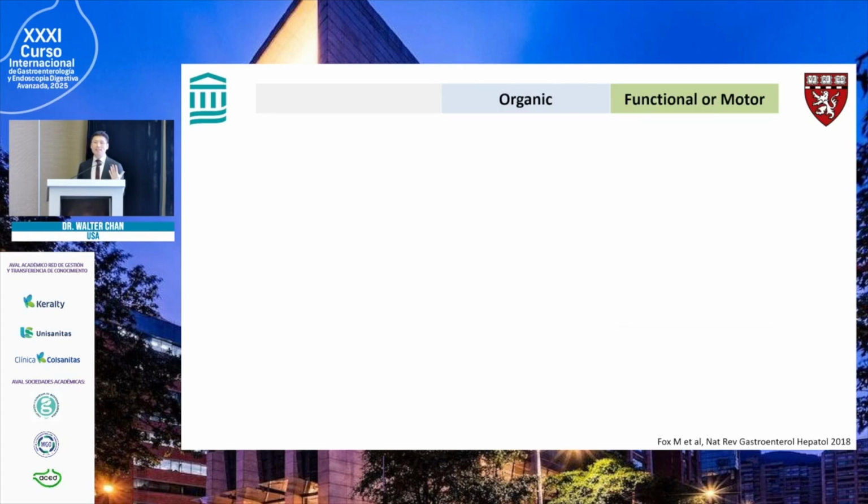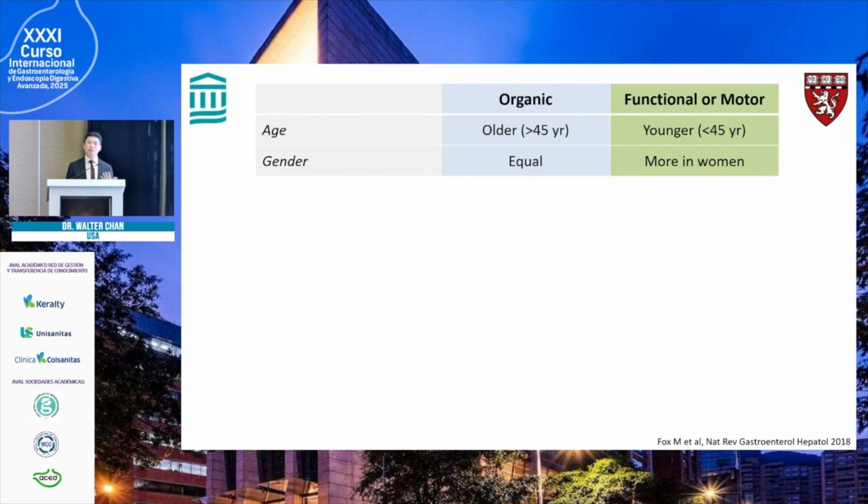So how do we distinguish these patients with functional esophageal disorders from patients with more organic conditions, patients with underlying diseases that may be causing their symptoms? There are some clinical features you can think about. Age and gender. Usually patients with functional disorder tend to be younger. They're more likely women. The time of onset might also be very different.